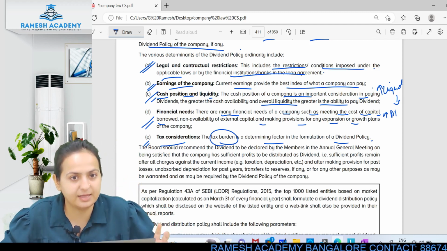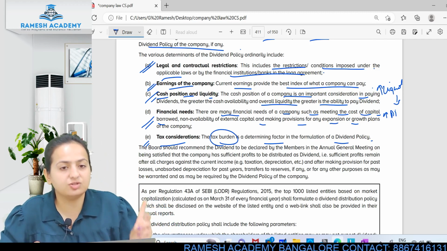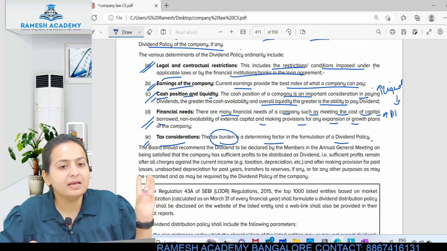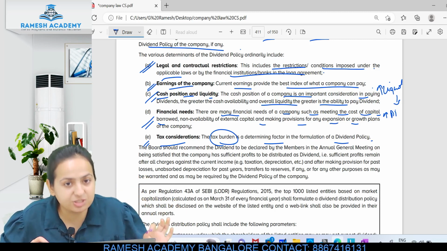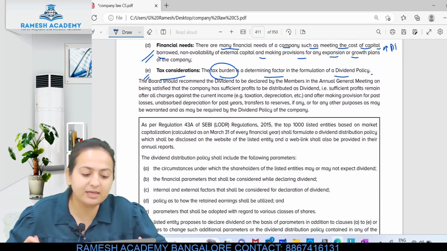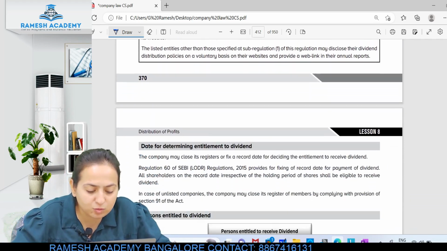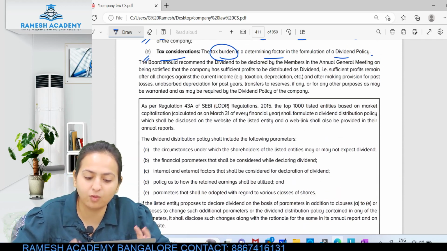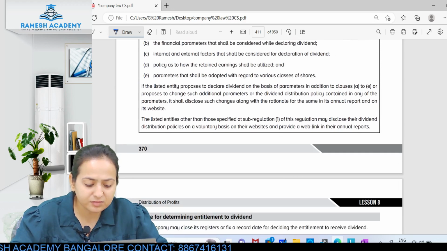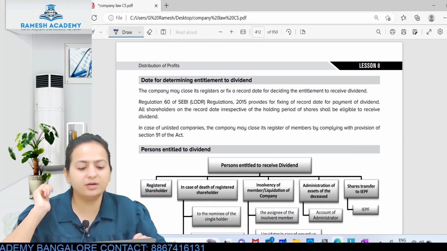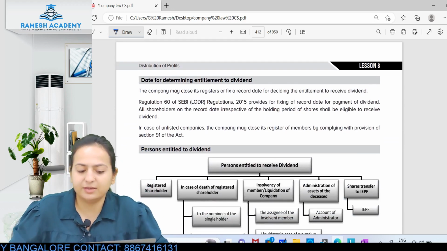Four factors are there: legal and contractual restrictions, earning of the company, cash position and liquidity. The fifth factors: financial needs and your tax consideration. So this has to be taken into account before forming a dividend policy. Next comes the date for determining entitlement of dividend.